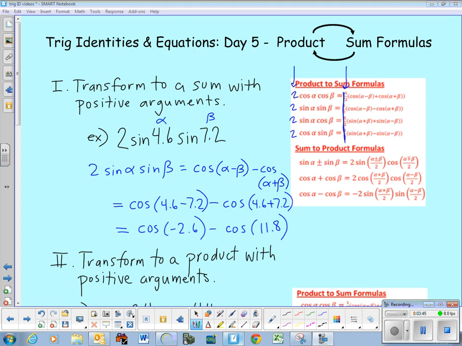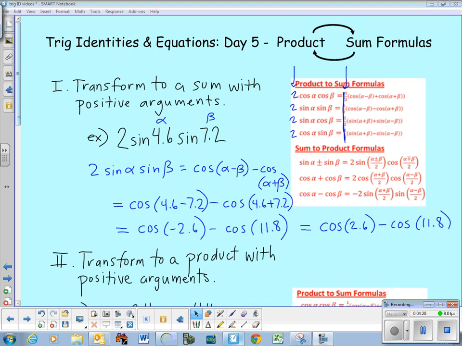Okay, so the instructions say sum or difference, so we're okay with it being a difference. The one thing it does specify, though, is we need positive arguments, meaning the thing you're taking the cosine of in each instance needs to be positive. So I have a cosine of a negative 2.6. If you'll recall, cosine is even, meaning if you put negative 2.6 or positive 2.6 in, you get the exact same result. So I can simply change to cosine of positive 2.6 minus cosine of 11.8. And that now is in sum or difference form. So we went from multiplication to addition, subtraction.